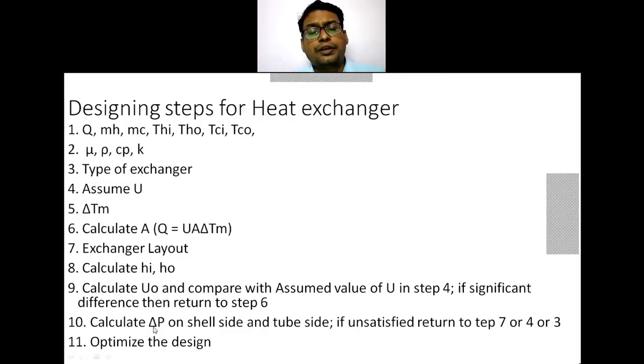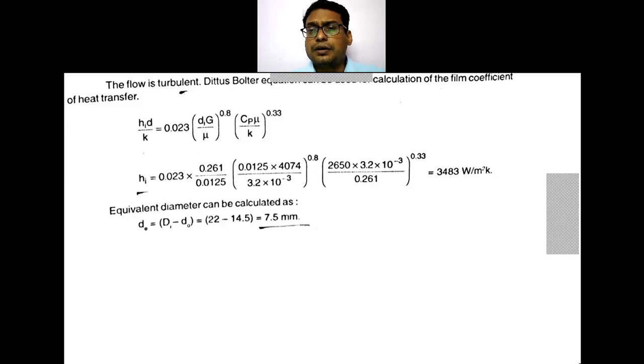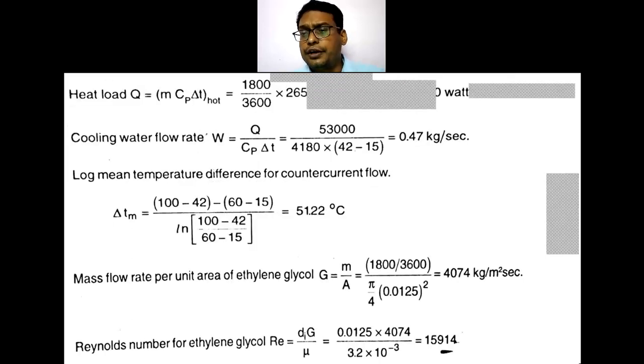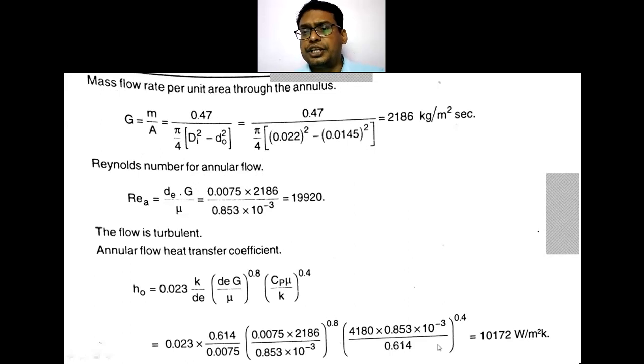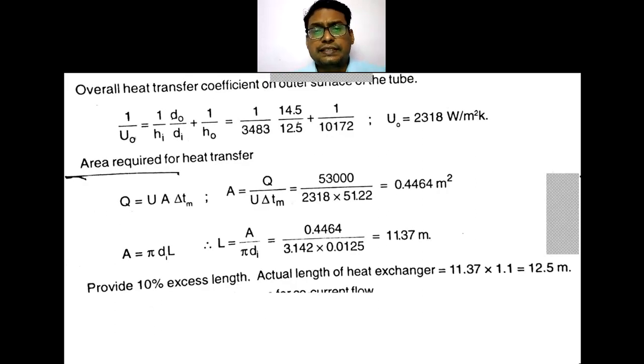And one can also calculate the pressure drop in this case. But the fluid velocities or Reynolds number is very low, that is 15,000 and 19,900, that is around 20,000 is the Reynolds number, not very big values for Reynolds number. So this design can be accepted for the double pipe heat exchanger.